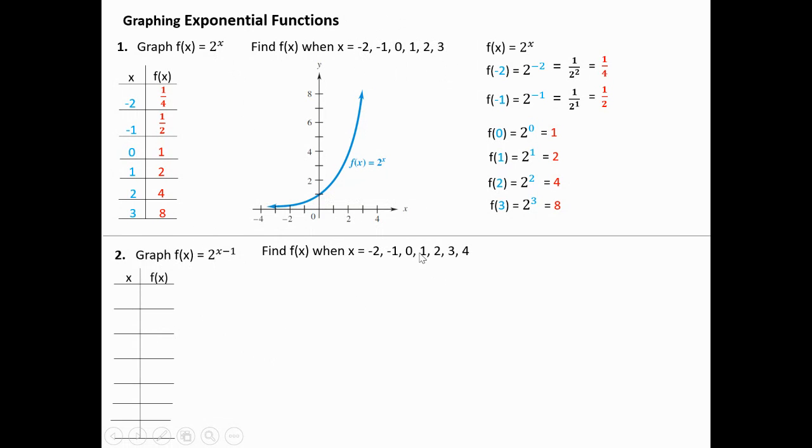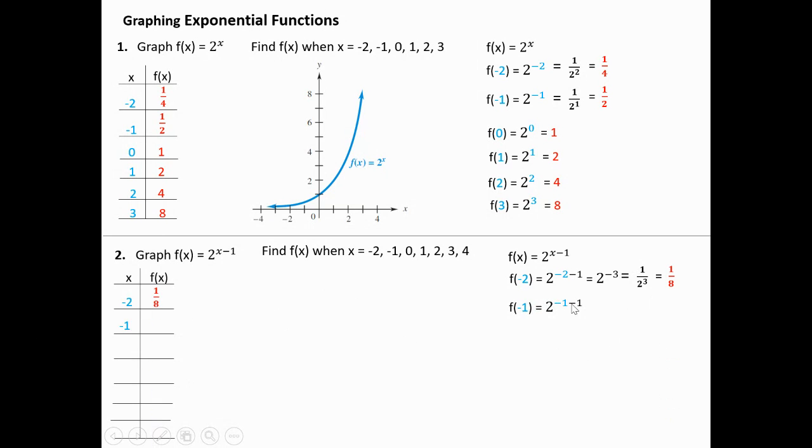Again, we use the same values. When x is -2, I'm going to go to my function, which is f of x equals 2^(x-1), and I'm going to plug in -2 for the x. This will give me 2 to the -3rd power. This will be 1 over 2 cubed, which will give us 1/8. So when x is -2, y is going to be 1/8.